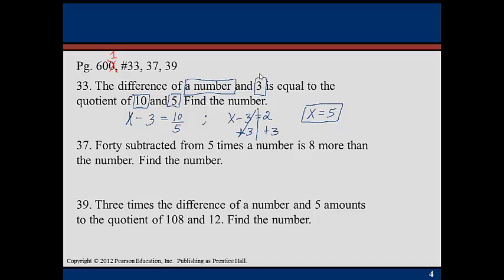And we can check it by plugging it back into the word problem. It would say the difference of 5 and 3 is equal to the quotient of 10 and 5. And that is true.